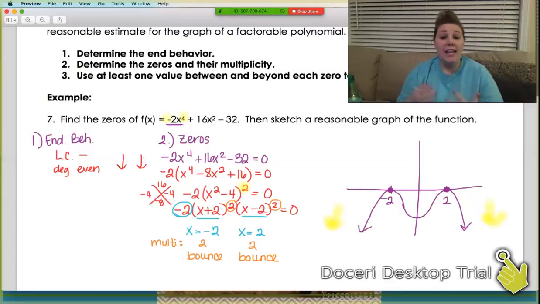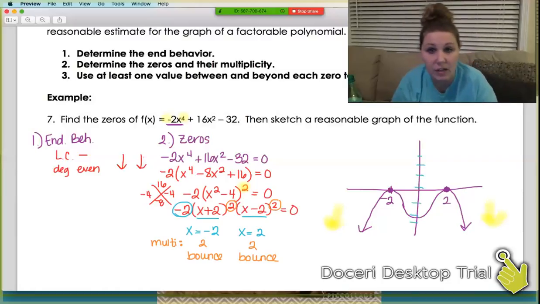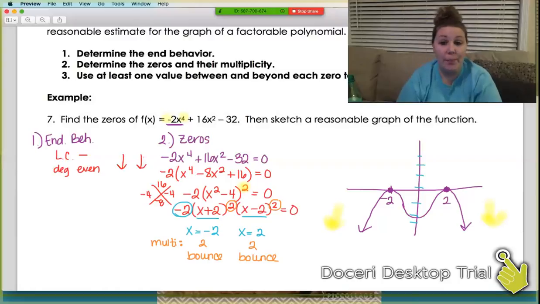Now, if we plugged in some points, like maybe we want to plug in 0 so we can see where along the y-axis we're supposed to get some points, we could do that. And then we could put a scale on it and we would get something a little bit more accurate. But this is just to get an idea of the shape. We just want to be able to see that it's got like 2 humps, basically, is what we're trying to see.